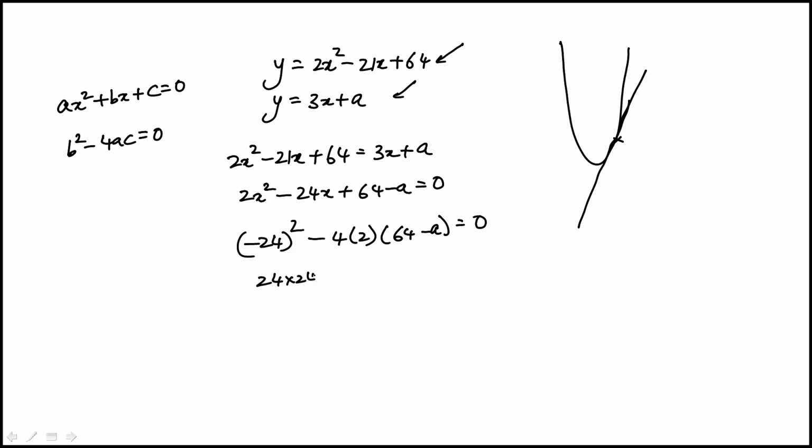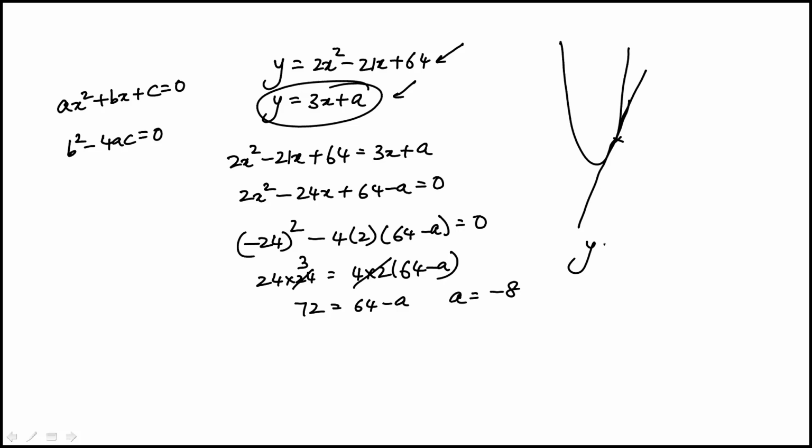So 24 times 24, 4 times 2, this I'm moving to the other side, divide by 8. So I get 72 is 64 minus a, which means a is minus 8. So that our straight line is y equal to 3x minus 8. Now, of course, minus 8 is not the answer. That is, of course, the trap answer.